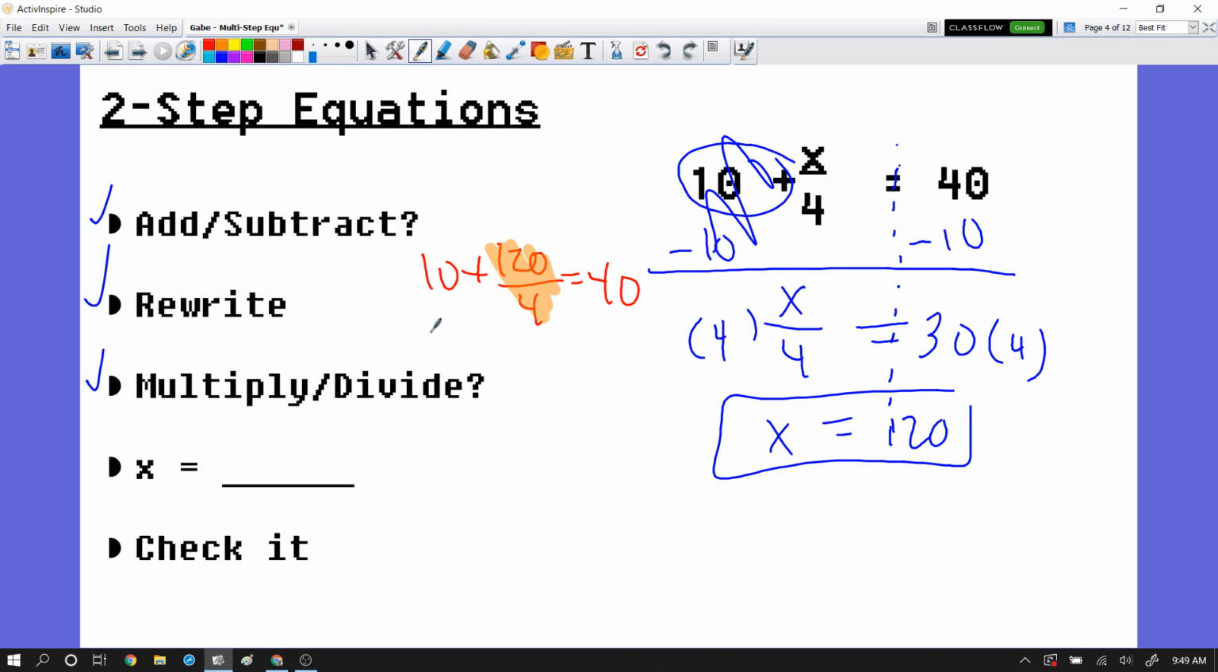120 divided by 4 is 30. Simplify the rest of what's on the left side, which would be addition or subtraction. So 10 plus 30 is 40. 40 equals 40. This side by side of you solving a problem algebraically and then checking it algebraically is proof. Like you're doing proofs. You are proving that the work that you did is algebraically correct.